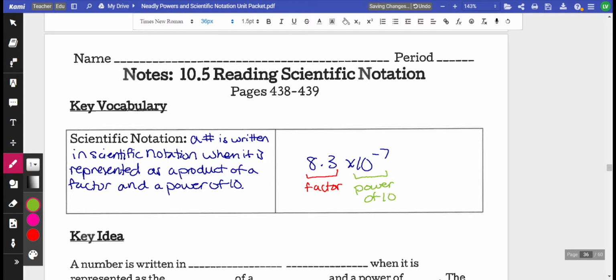There are two more requirements. The factor must be greater than or equal to 1, and less than 10. So that means that this 8 and 3/10, that value is between 1 and 10. It can equal 1 or be greater, but it cannot equal 10. It has to be less than 10.